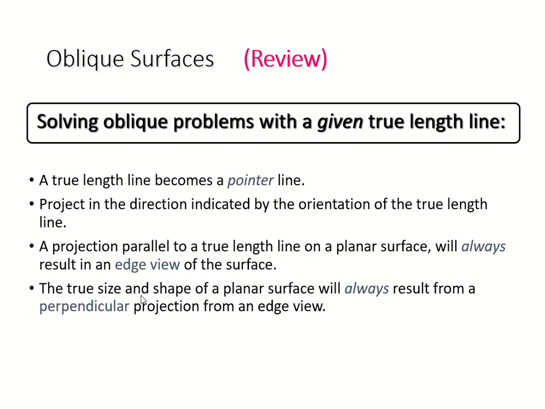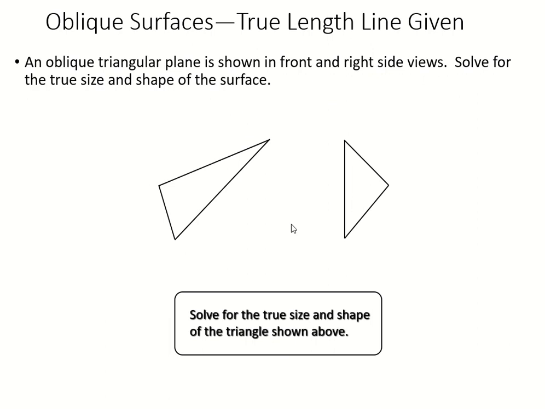So let's take a look at this. You have two views, your front and then your right. And we have to solve the problem of your true size and shape, so we get the third one. We're dealing with the triangle.